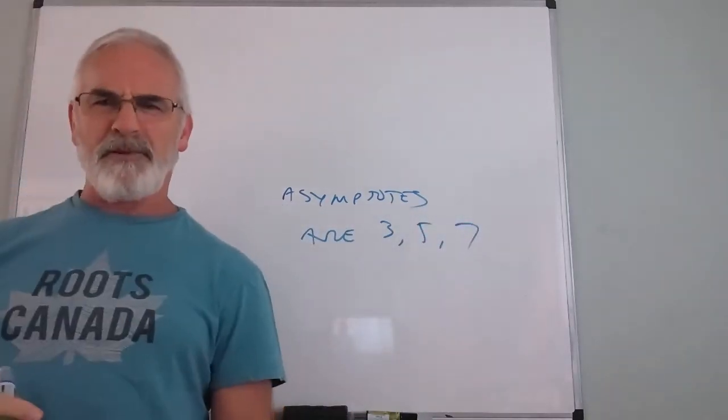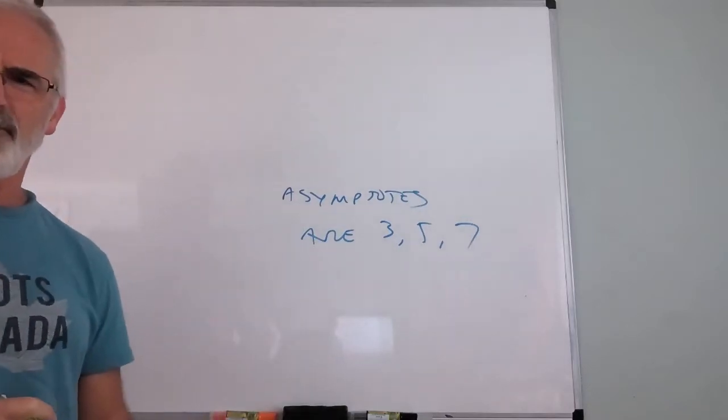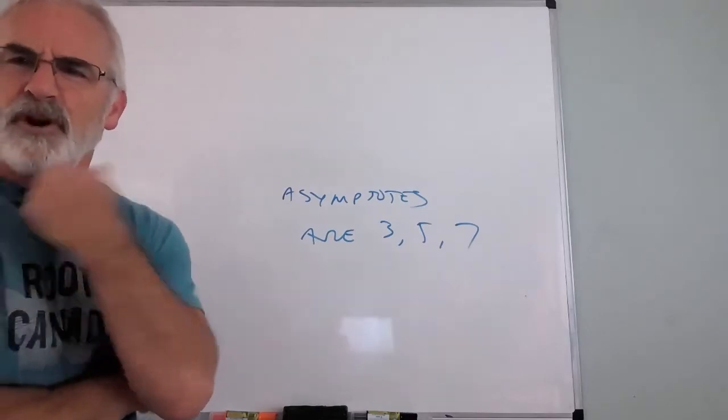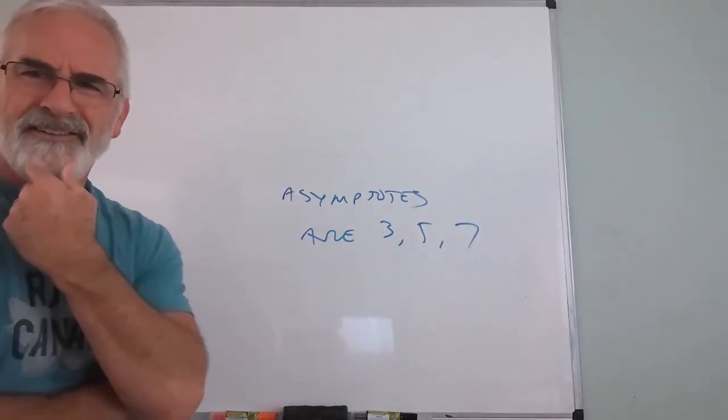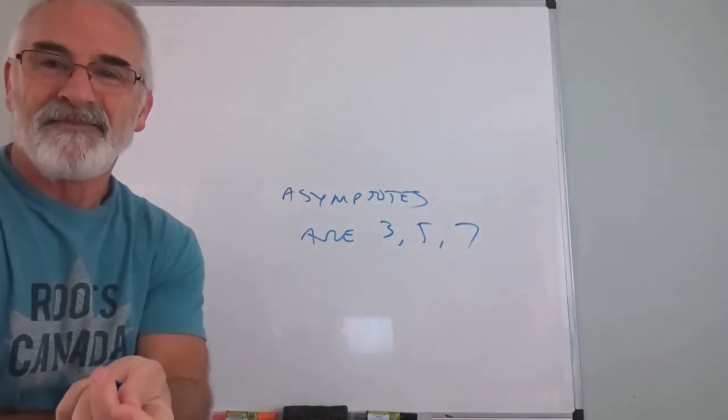Does anybody have a problem with that answer? Please say yes. Does anybody have a problem with that answer? The asymptotes are these 3 values. It needs to be an equation. You need, sorry, go ahead. Oh, it needs to be an equation.